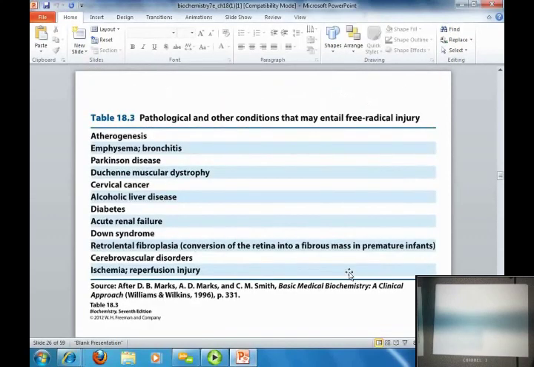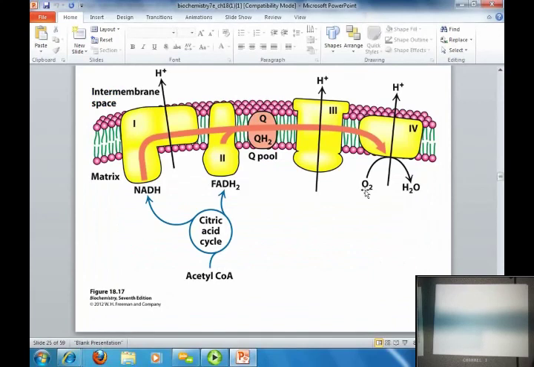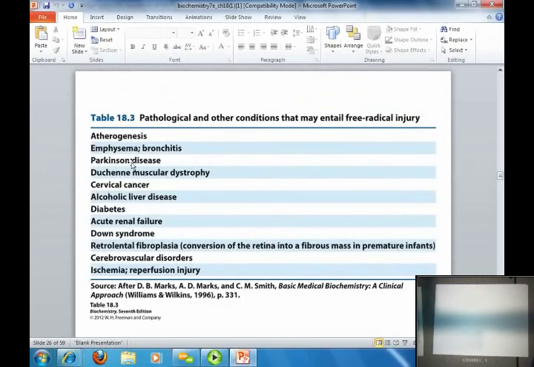Okay. So here are some of the other conditions, free radical injury, where you get oxygen free radicals being produced. If this oxygen is not being reduced, or there is excess oxygen, you get H2O becoming H2O2, more oxygen radicals, and that will produce more free radical damage, and that free radical may affect the neighboring cells and produce a disease. Atherogenesis, emphysema, bronchitis, Parkinson's disease, muscular dystrophy, cervical cancer, liver disease, diabetes, acute renal failure, Down syndrome, cerebrovascular disorder, ischemia, reperfusion injury. All of them are clinical conditions of free radical injury, especially coming from the wrong oxidation of mitochondria.